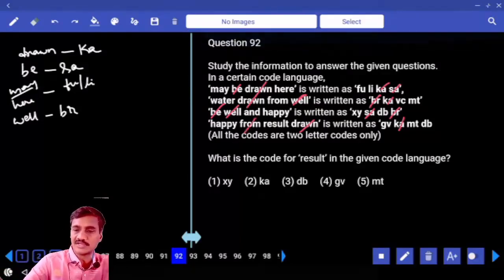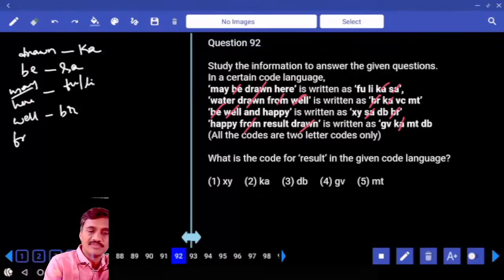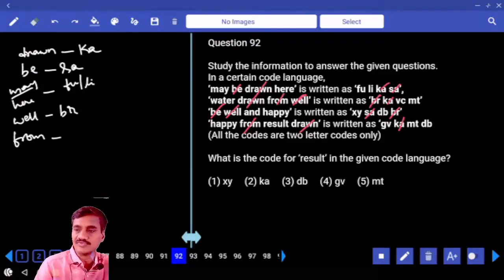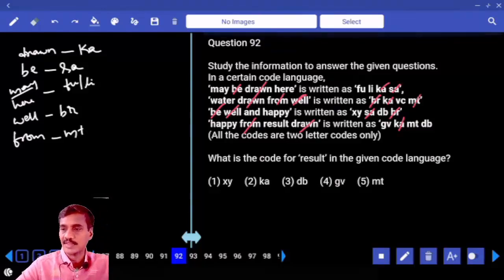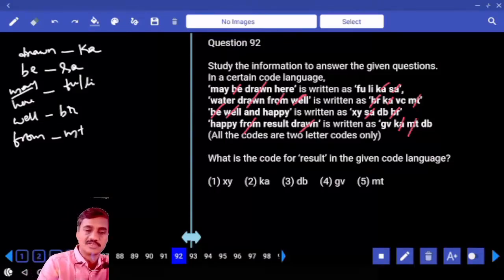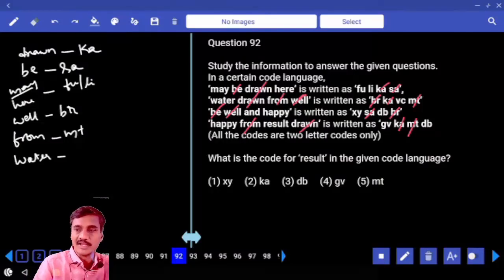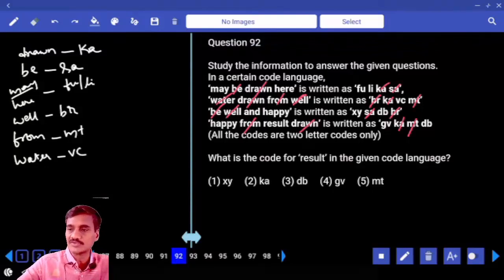What is the word that is common? The word "from" is common, and the code that is common is VCMT, so MT is common. The code for "from" is MT. Then coming back to the first one and second one, in the second the word left over is "water", and the code that is left over is VC. The code for "water" is VC.